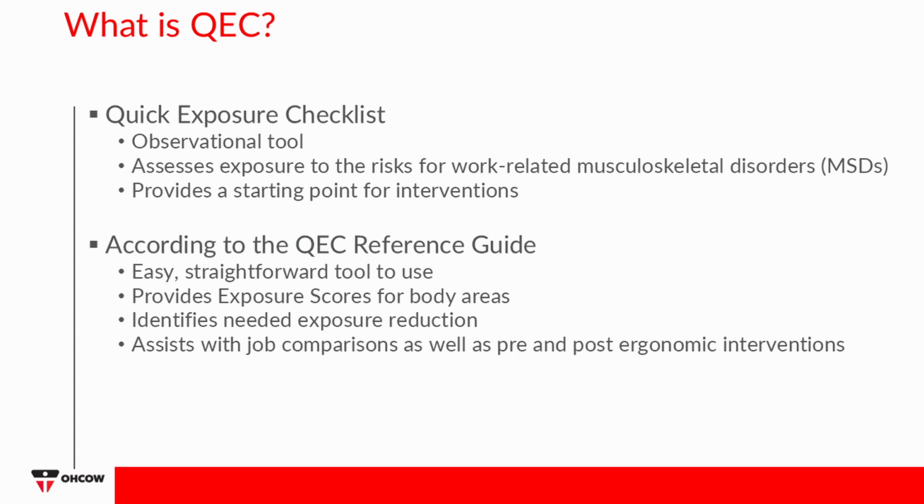The Quick Exposure Check (QEC) is an observational tool designed to assess exposure to risk factors that may contribute to the development of work-related musculoskeletal disorders, MSDs. It serves as an initial step for implementing interventions. This easy-to-use tool provides exposure scores for different body areas, helps identify areas where exposure reduction is needed, and supports job comparisons, along with evaluating the effectiveness of pre- and post-ergonomic interventions.